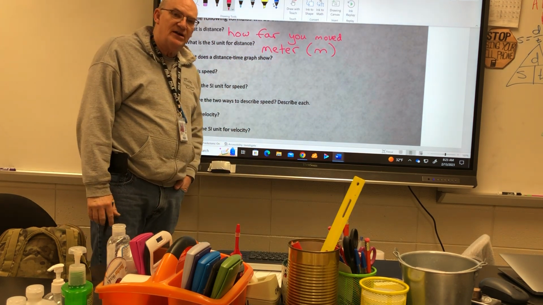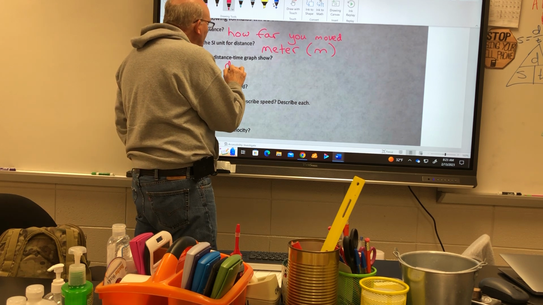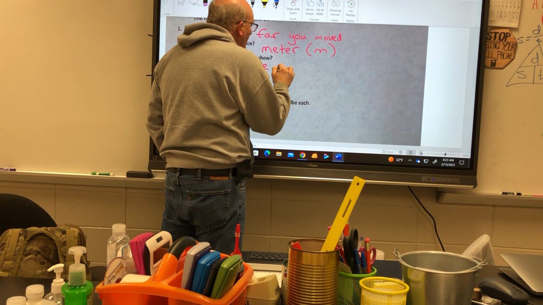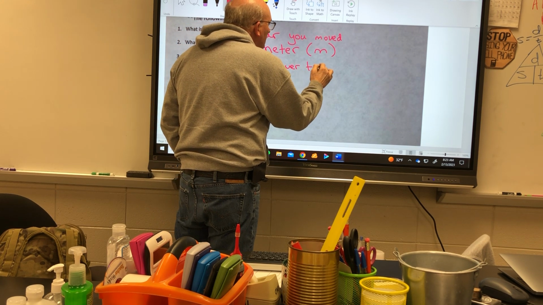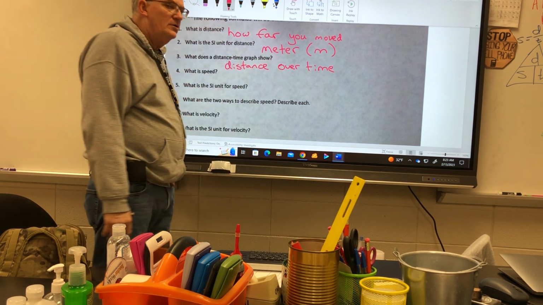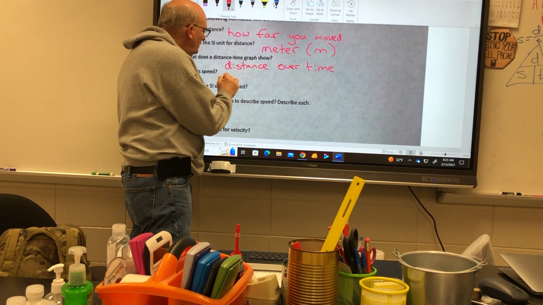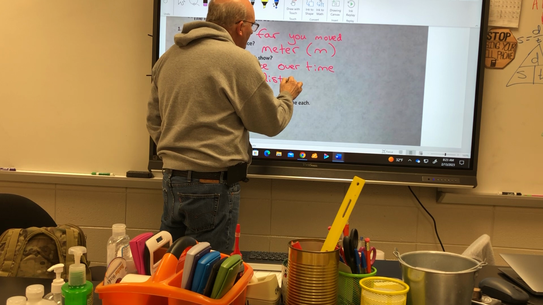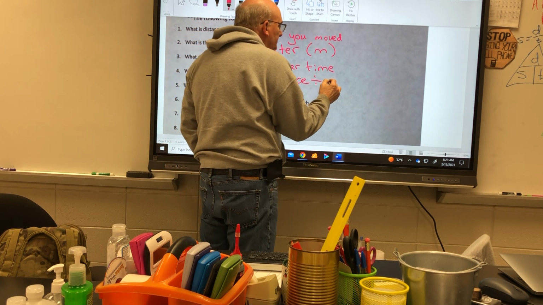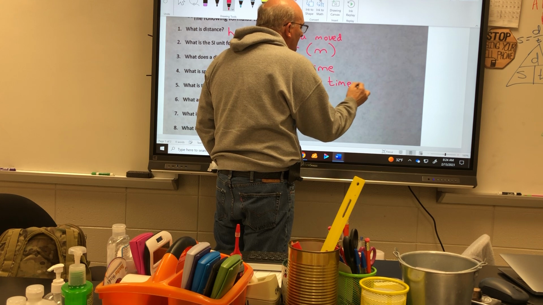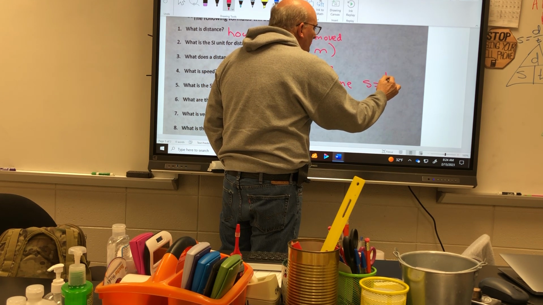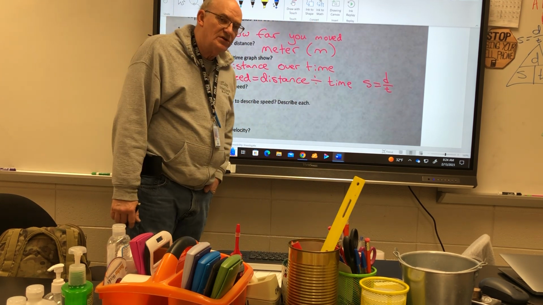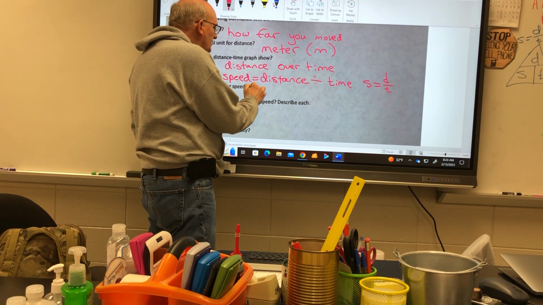What does a distance-time graph show? It shows the distance over time. So what is speed? Speed is equal to your distance divided by your time. It's abbreviated lowercase s is equal to d over t. What is the SI unit for speed? It is a meter per second.